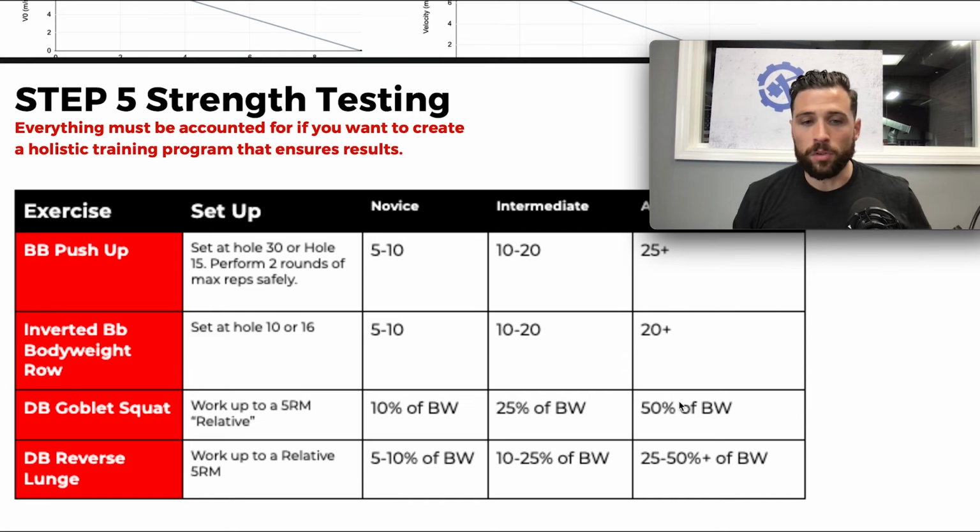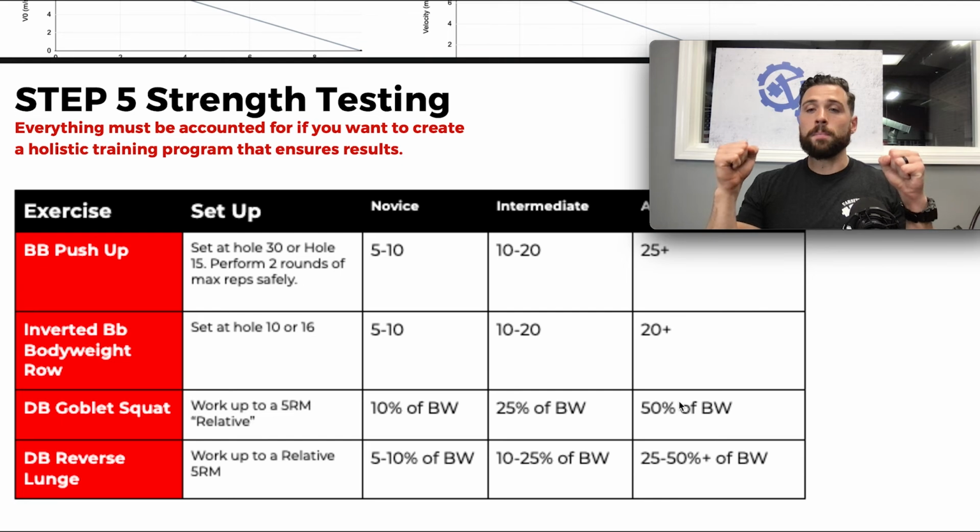Lastly is our dumbbell reverse lunge. This is a test that we use a lot because we truly believe in unilateral strength here. Remember, both bilateral and unilateral have their place, but we like to prioritize unilateral strength. So here we're working up to a 5 rep max. So I'm looking at 5 to 10% of their body weight. So if they're holding a dumbbell, we just do a traditional dumbbell reverse lunge.